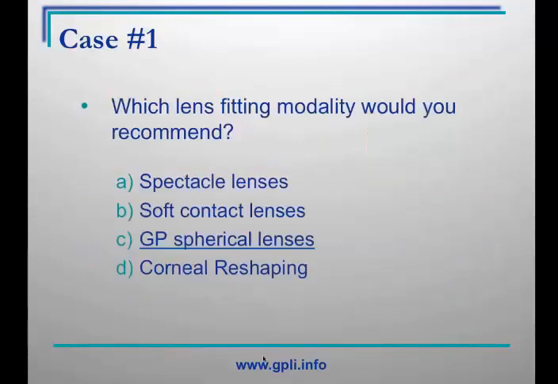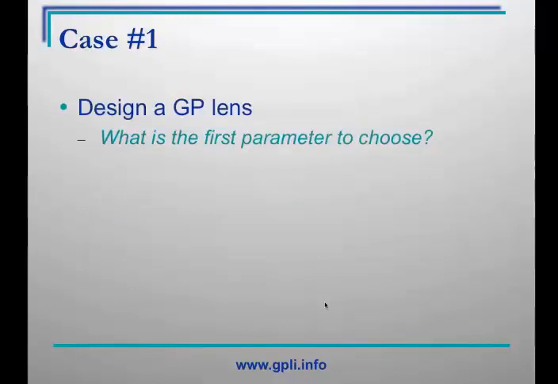Well, I would think for a mother concerned about myopia progression, you can look certainly at corneal reshaping, and we'll talk about that in a little while. But if you're concerned also about vision, then GP spherical lenses are an option. So we'll talk about those two options. So designing a GP lens, and designing this lens empirically, what is the first parameter to choose?